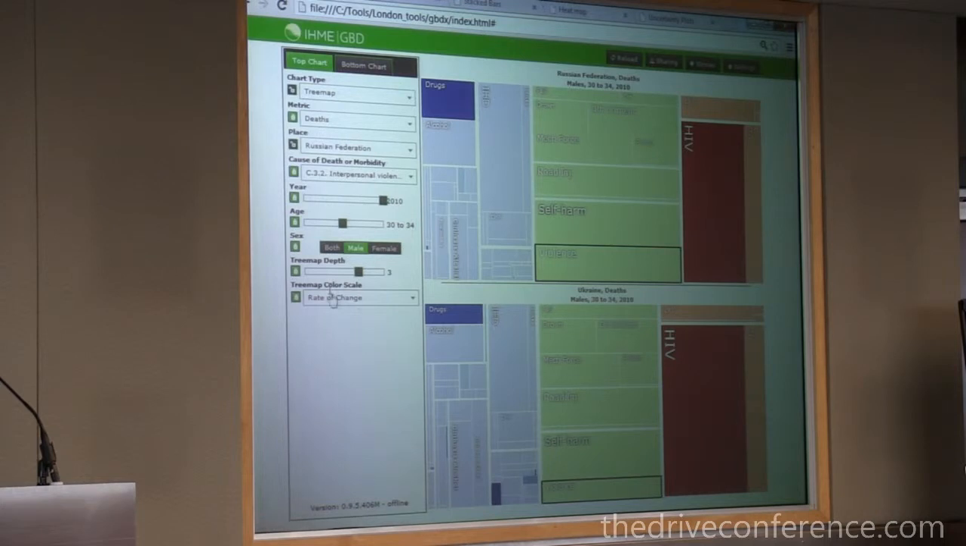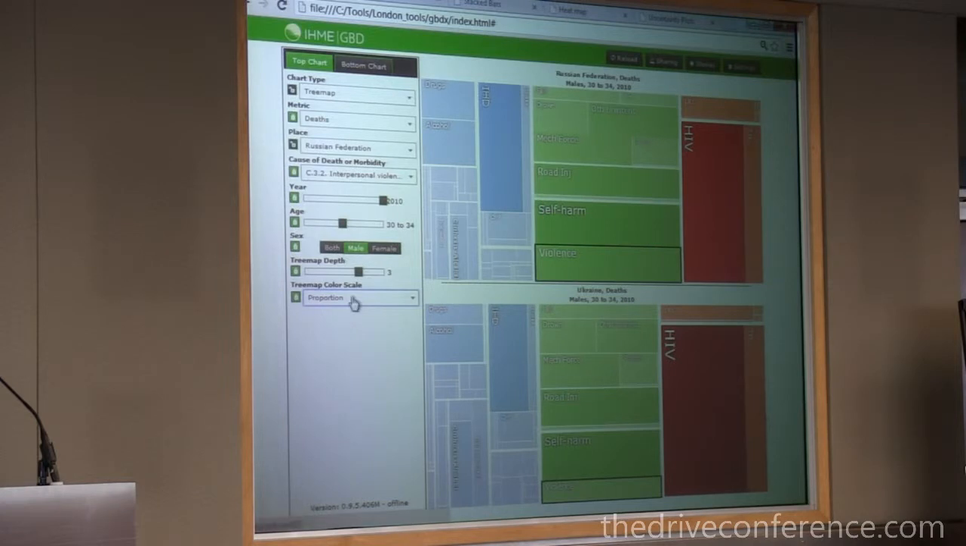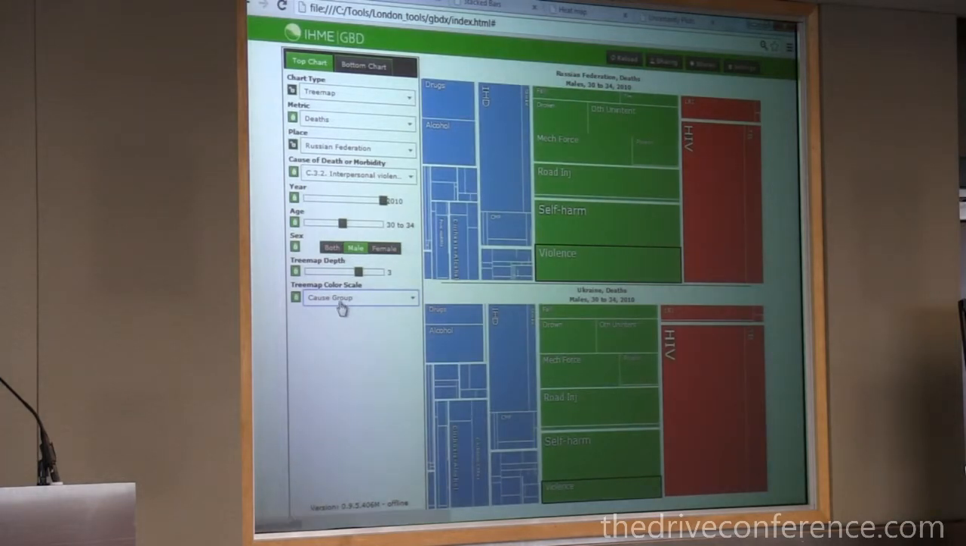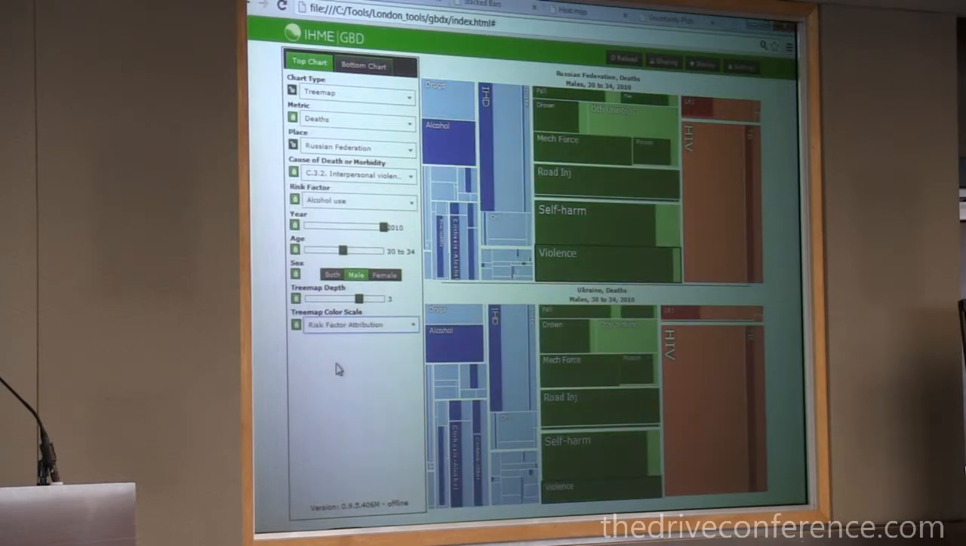And we have other shading. You can just look at proportion. So basically, the bigger the box, the darker it would be. You can just color it by the cause group, the blues, greens, and reds. And then we have an interesting view of risk factor attribution. The Russian Federation and Ukraine are interesting examples.